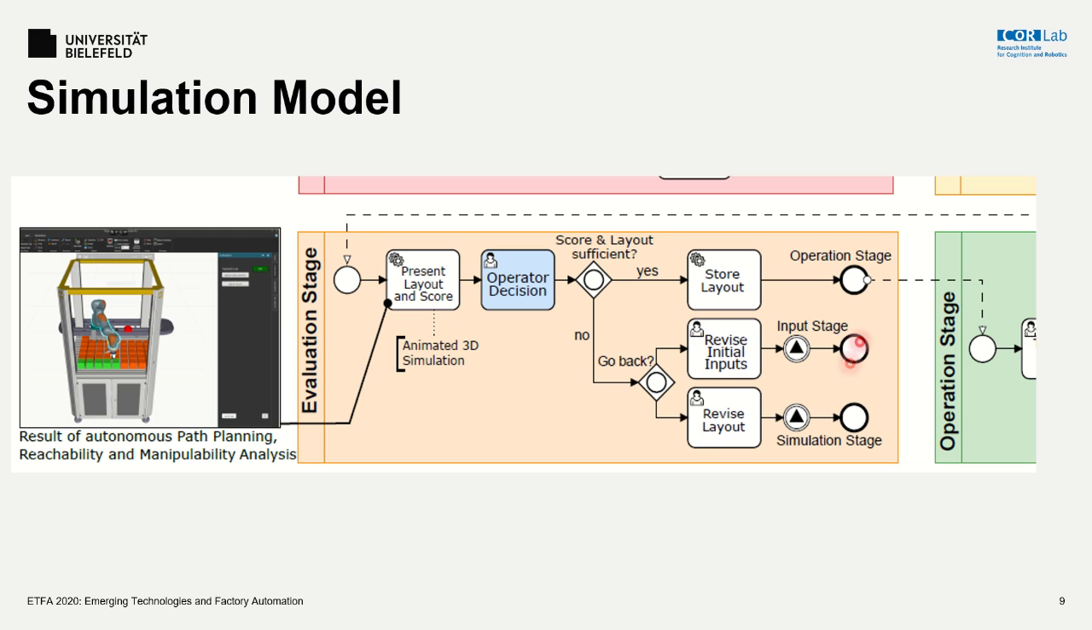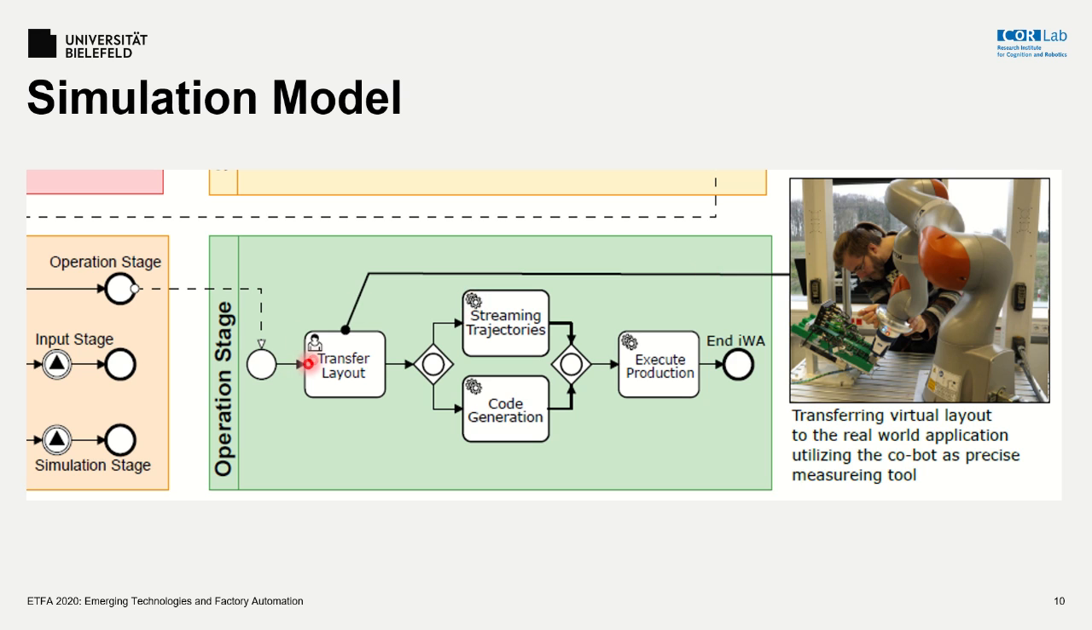Then we can go back to the input stage. But if you go to the input stage, we have to regenerate or revise the layout, and then we can perform the automated score again, and we are again at this point. We are doing this iterative search until the operator is satisfied, and then we can store the layout and move on to the operation stage.